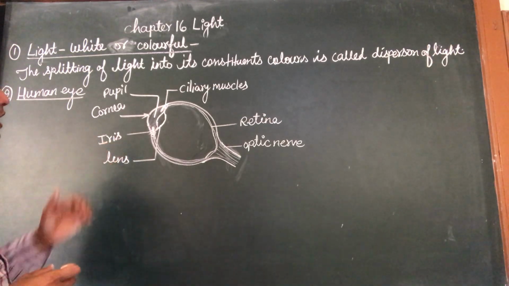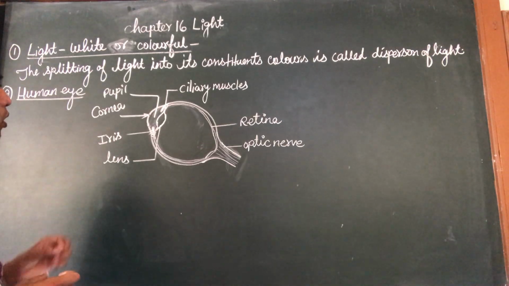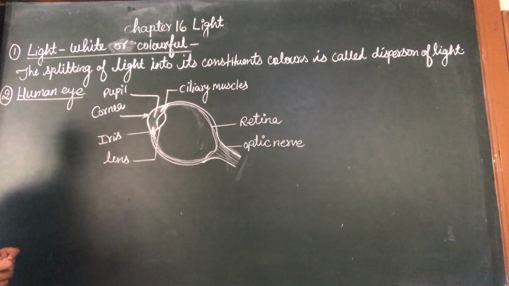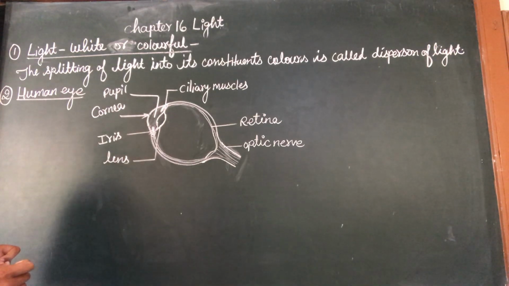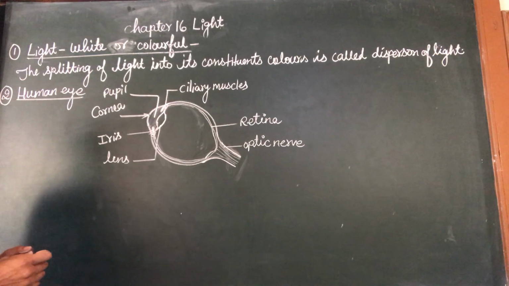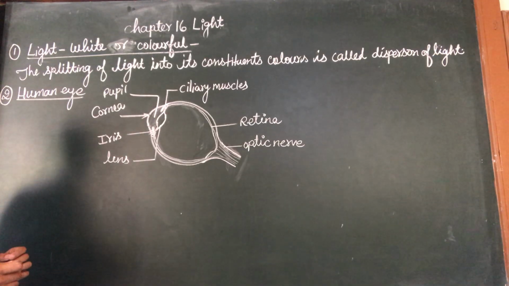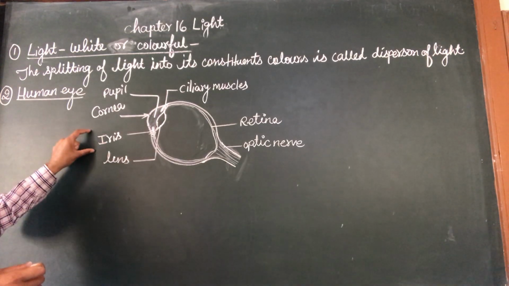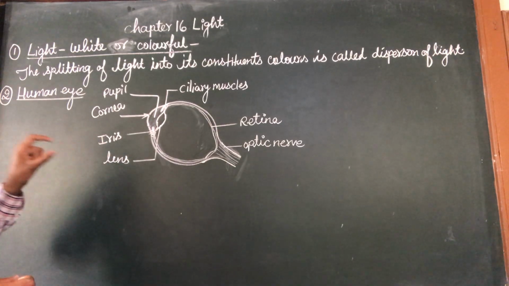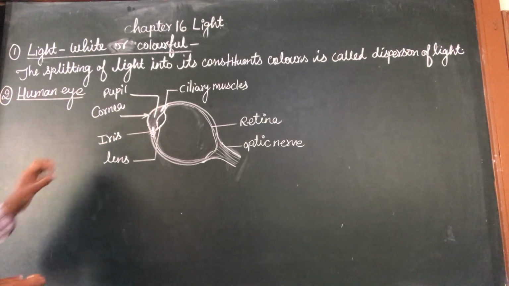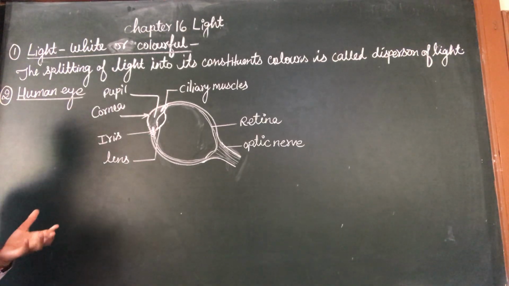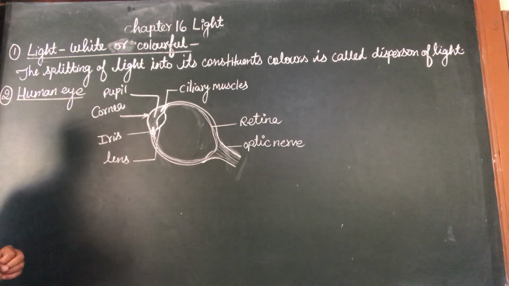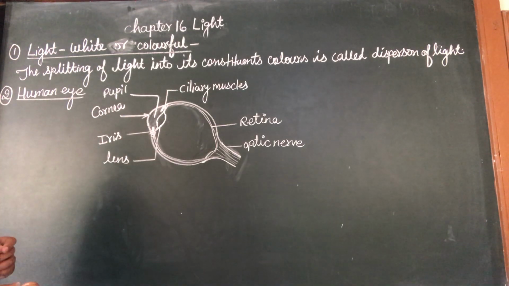Behind the cornea, we have a hole known as the pupil, and the size of the pupil is controlled by the iris. Behind the cornea, we also have a muscular diaphragm known as the iris, and this iris gives the color of the eye. We have eyes of different colors, like black eyes and gray eyes. That is because of the iris.